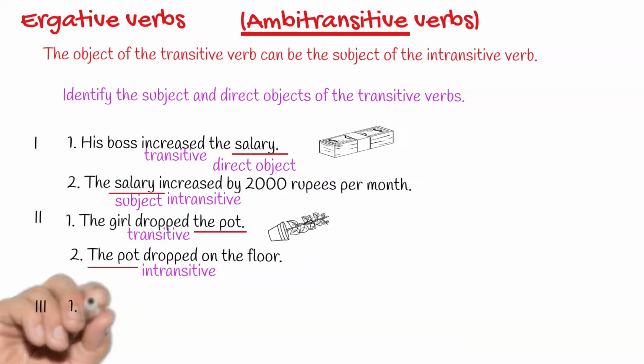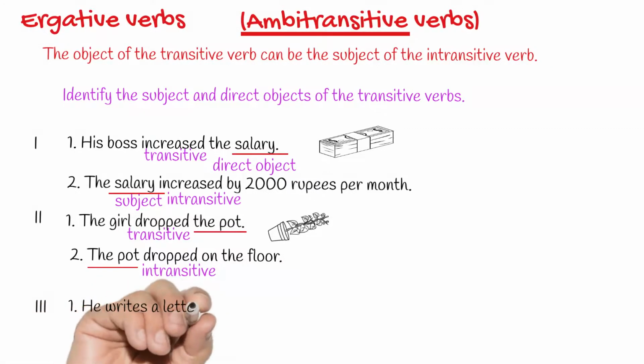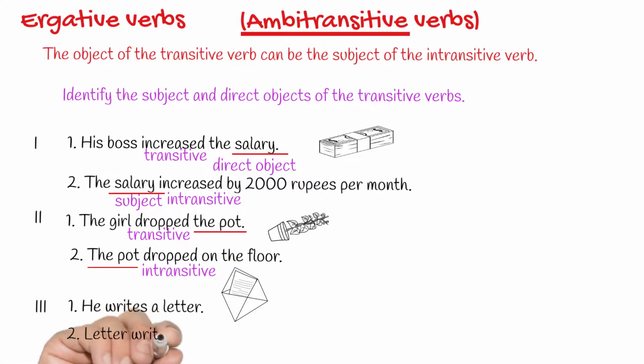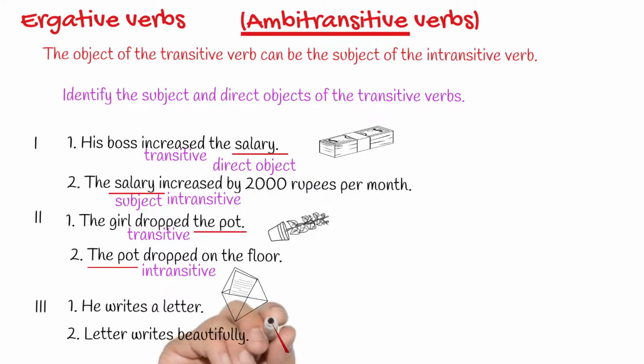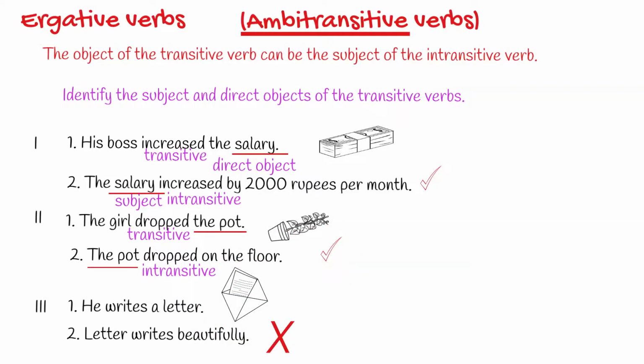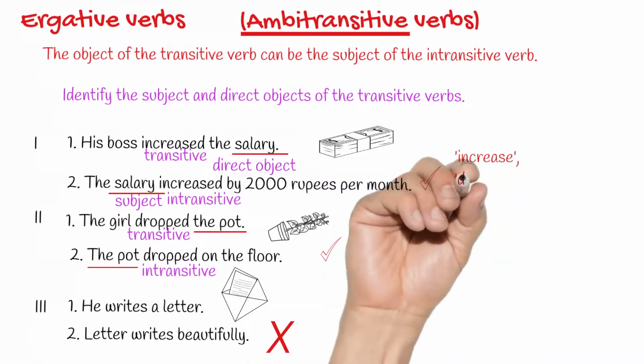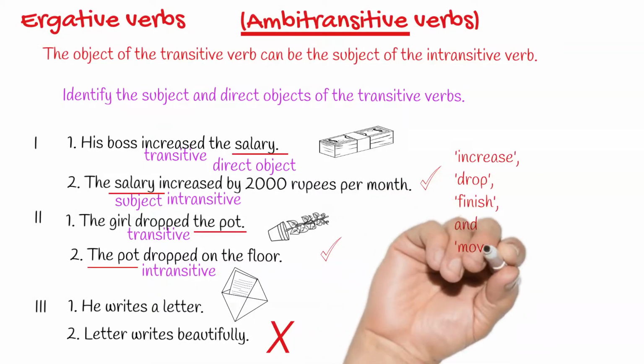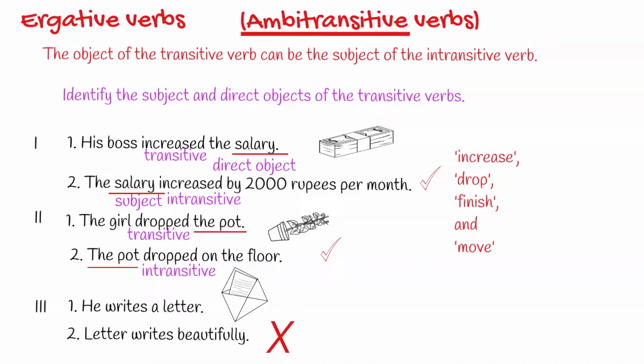Examine one more example now. Example number 3. First sentence: He writes a letter. Second sentence: Letter writes beautifully. If you carefully observe the second sentence, you can find senselessness in the meaning of the transitive verb writes. It is because ergative verbs like increase, drop, finish, and move alone have both transitive and intransitive meaning. Not all transitive verbs, such as write, do.